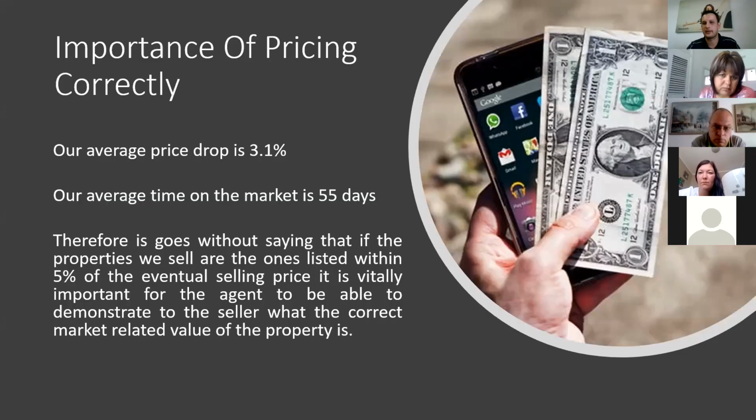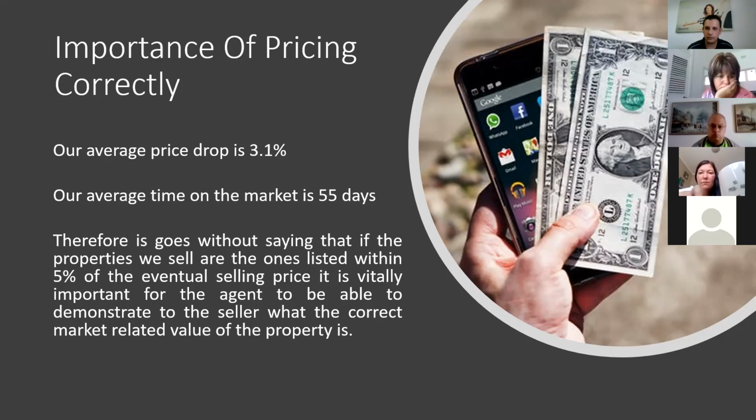And there we go. So 3.1% on average is what we sell our properties for. That's the price drop we achieve on average. If I list it for R1 million, chances are I'm going to sell it for around 970 on average. But if I stretch that price drop from 3.1 to 5%, and I list that property within 5% of where the market value lies, I should be able to sell it within 55 days.